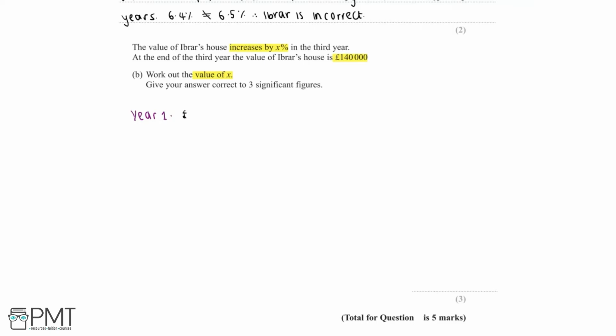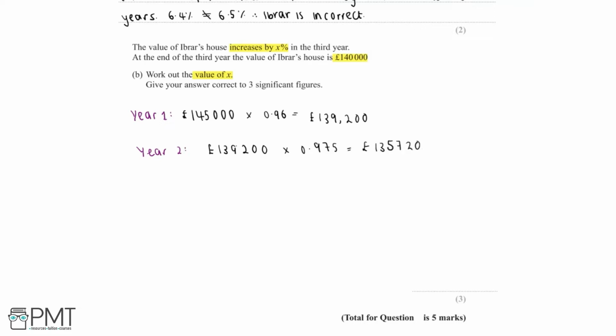We have a starting value of £145,000. Now in year 1, this value depreciates by 4%. So £145,000 multiplied by 0.96 is equal to £139,200. Now let's move on to year 2. So in year 2, we have a starting value of £139,200. In year 2, we depreciate by a value of 2.5%, so we multiply by 0.975, and we get an answer of £135,720.